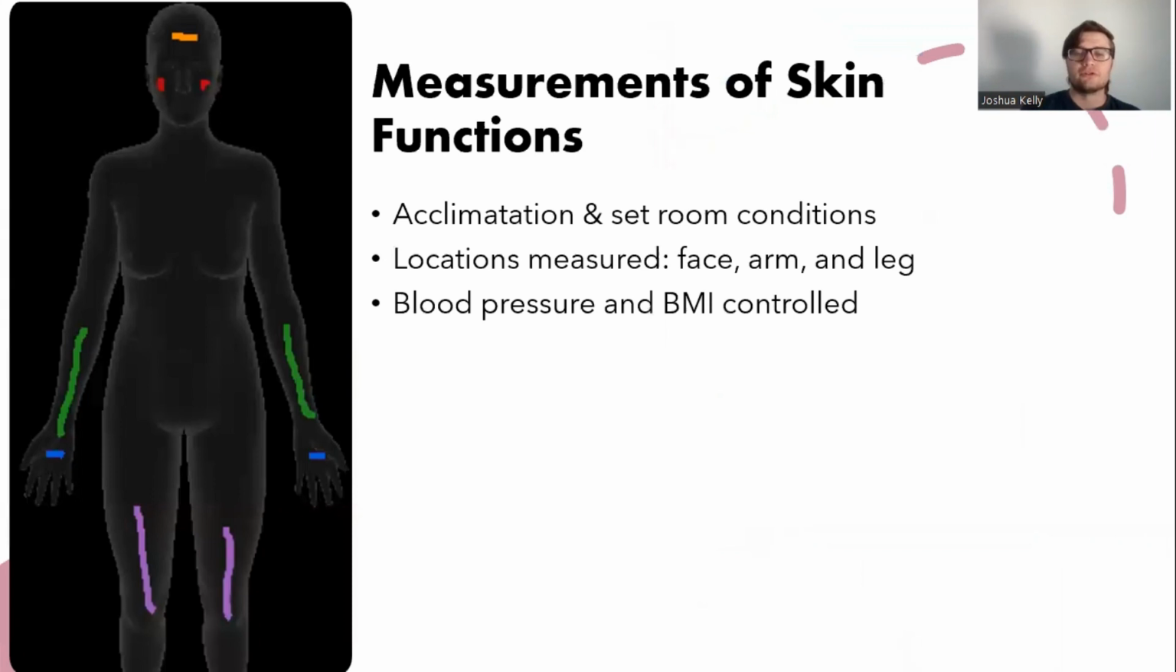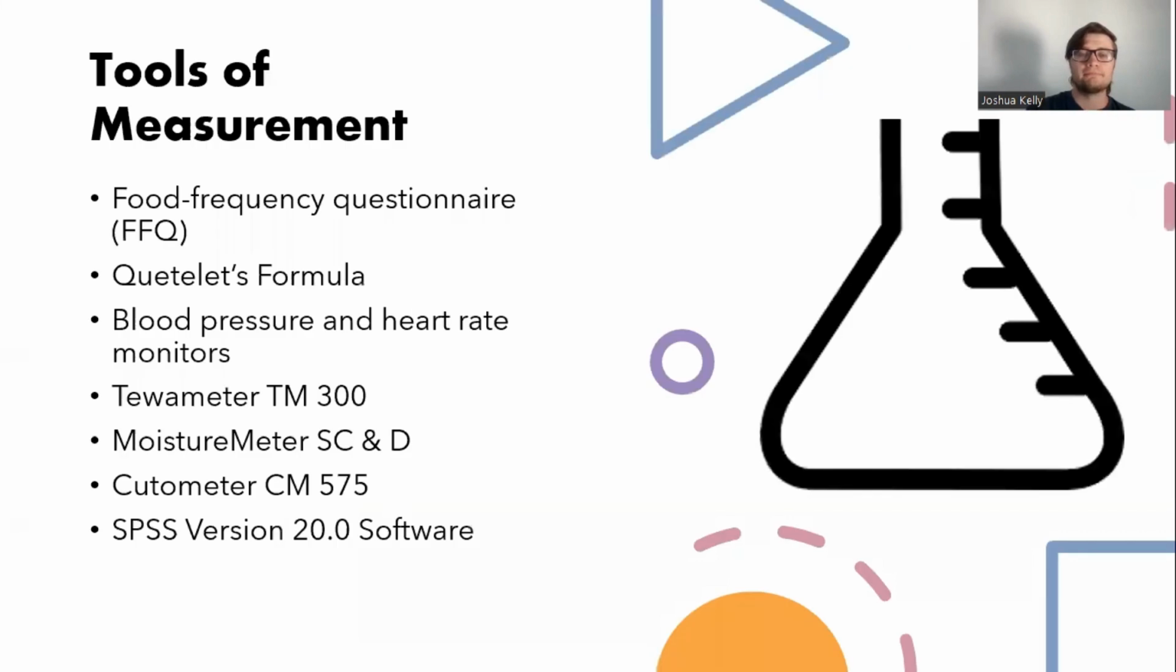For measuring the skin functions, we made sure that first all participants were acclimated to set room conditions, so no one would experience additional water loss from excessive sweating or due to a very low amount of moisture in the room. We measured 5 different locations: the forehead, the zygoma, which are the cheekbones, the anterior parts of the arm, the palms, and the anterior thigh.